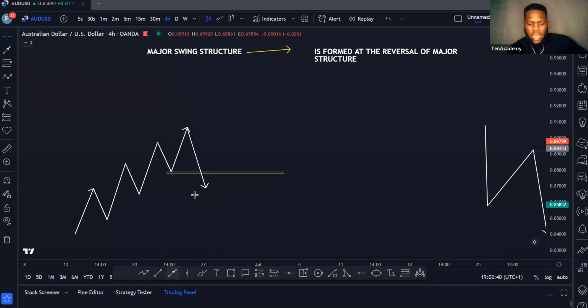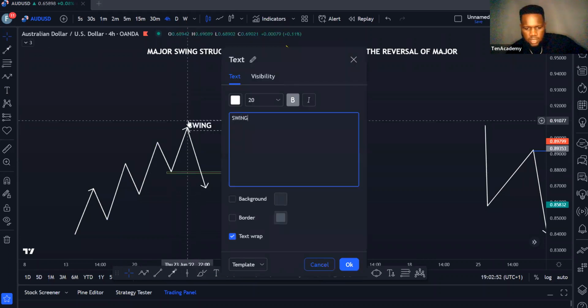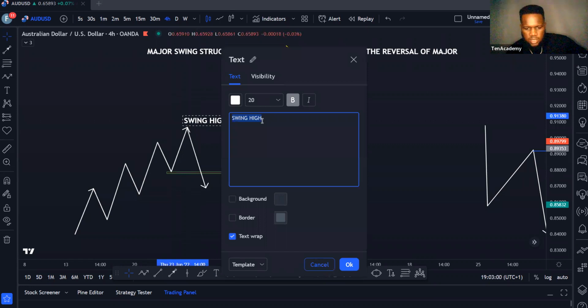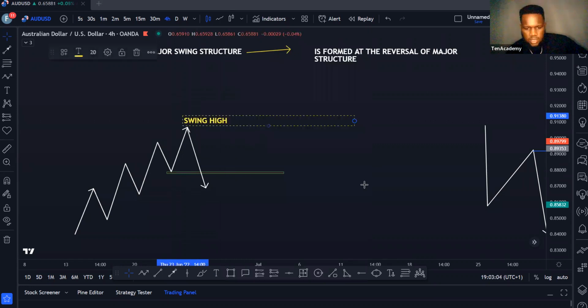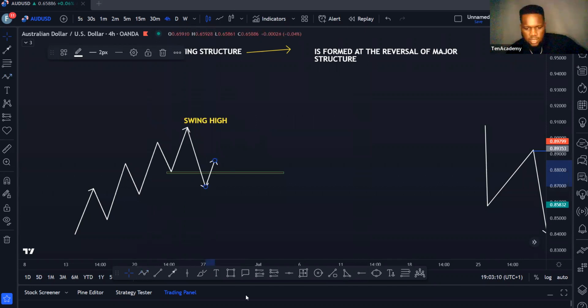When something like this happens at the top, this is now called a swing high. So a major swing structure is made up of swing highs and swing lows. So you have swing highs, and then price is doing this.